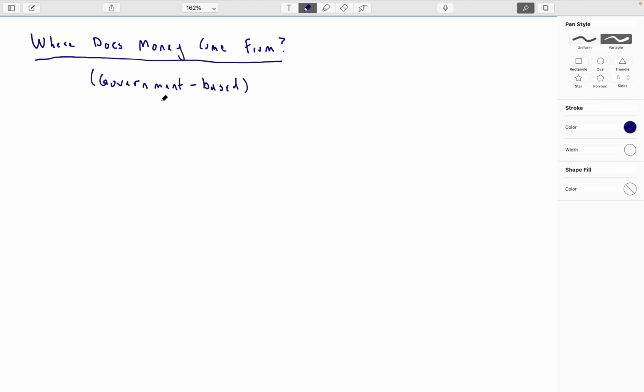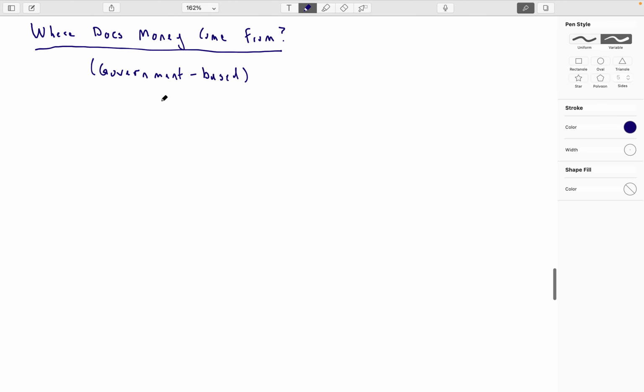And by government, I mean G20 countries, liberal democracies. So different countries operate different ways. But a country like Canada, how do Canadian dollars basically come into circulation? Where does it come from? Who's it given to? Those are the kinds of questions that I want to answer.